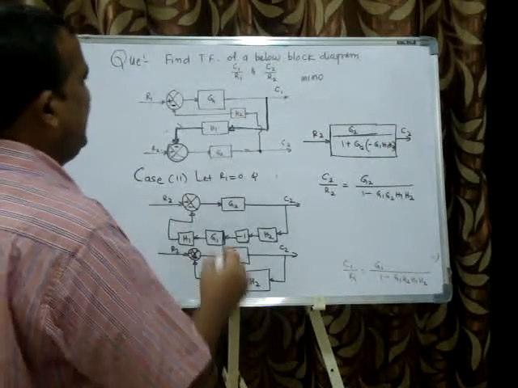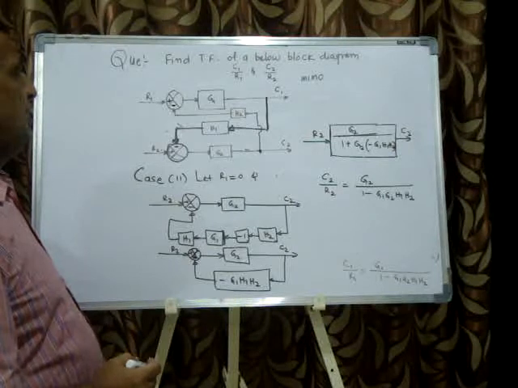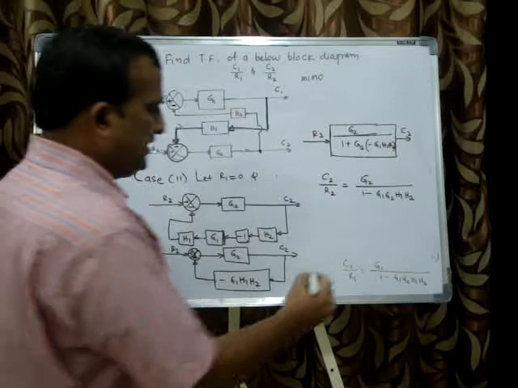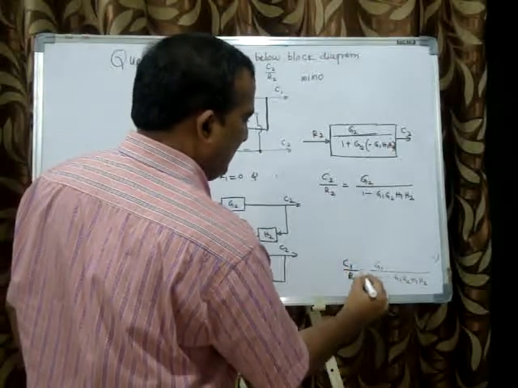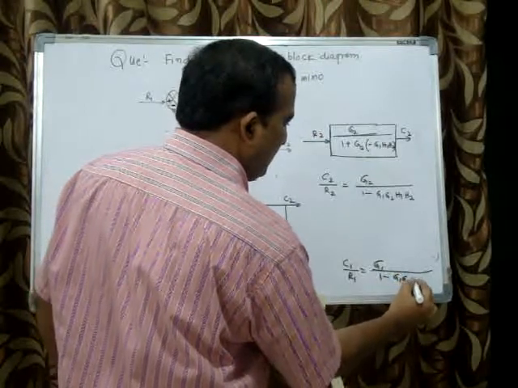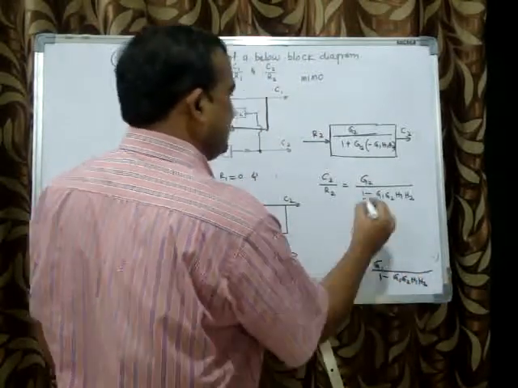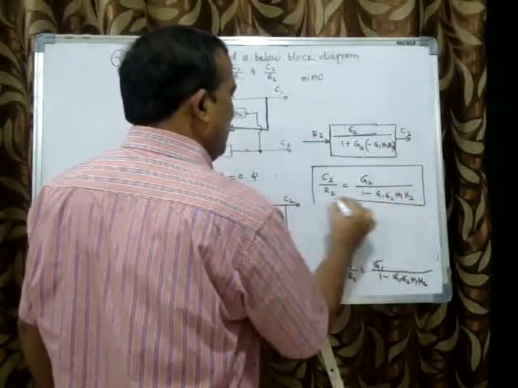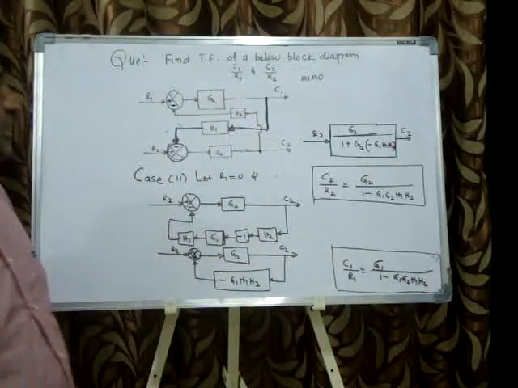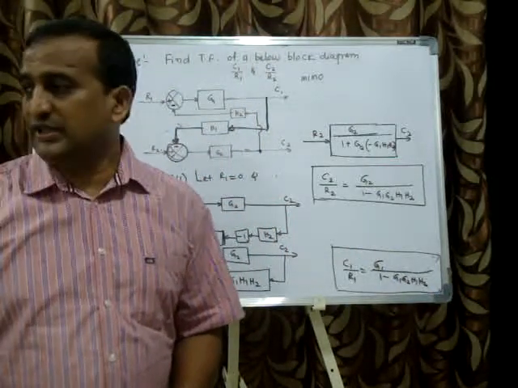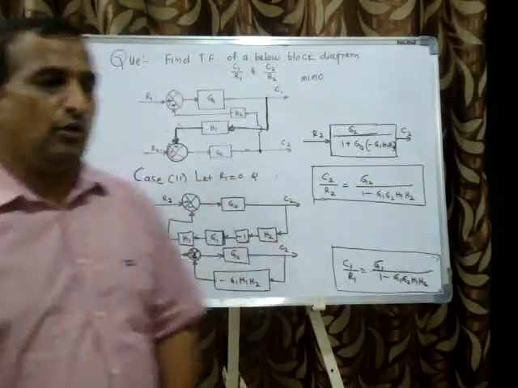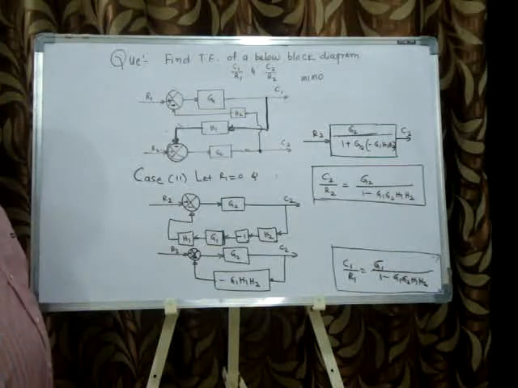Okay, two transfer functions he has asked. Find the transfer function of the below block diagram, C1 by R1 and C2 by R2. This is the C1 by R1, already we found this. This is C2 by R2. This is the method to solve a MIMO problem, multiple input and multiple output problem. So I hope you understood the problem.